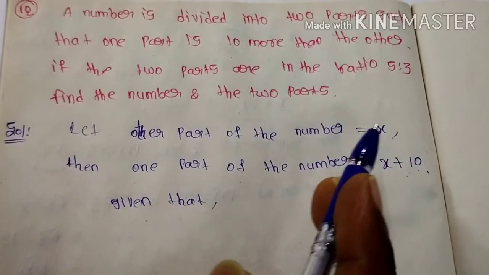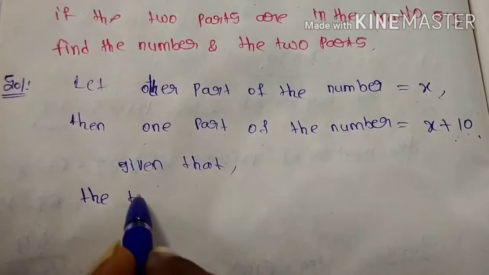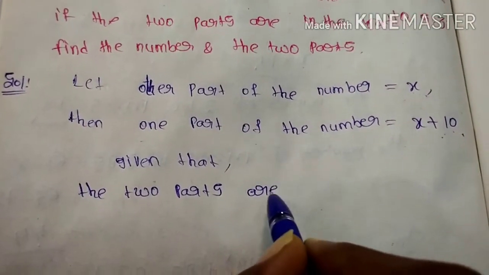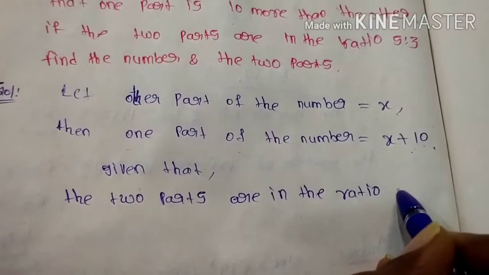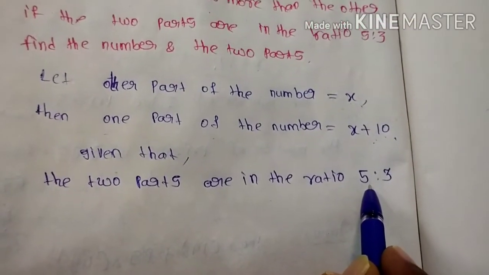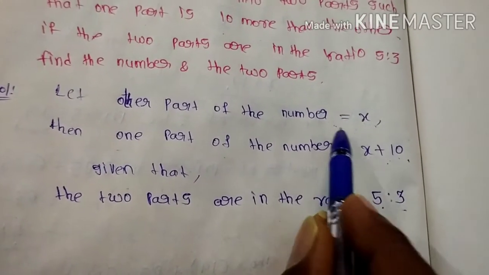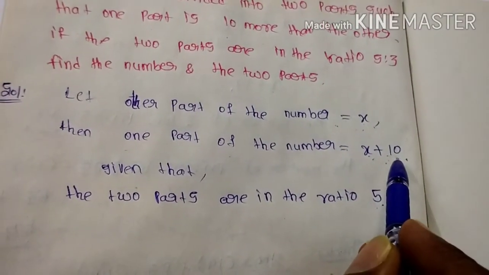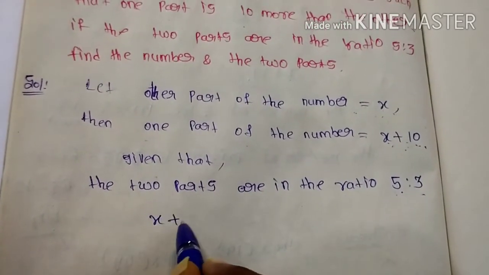Already given that the two parts are in the ratio 5:3. See here, 5 is bigger. So in these two parts you can take the biggest one first. x plus 10 is the bigger one, yes, so you can consider x plus 10.